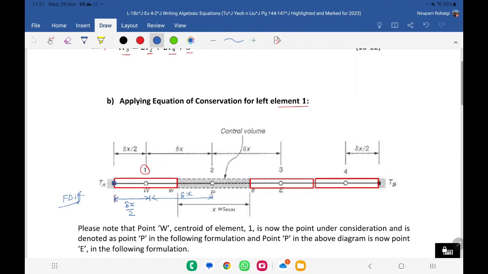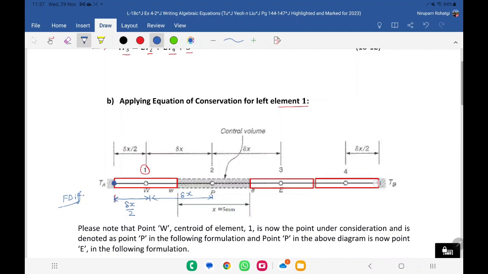So for points 2 and 3 you are using central difference to find the derivative at their boundaries. The boundary of point 2 is between 2 and 3 and between 1 and 2, and there, when we find the derivative, we use central difference, because there are points on both sides available to us. But here, if you want to find out the derivative at the left boundary edge, you cannot find it by central difference, you have to go by forward difference.